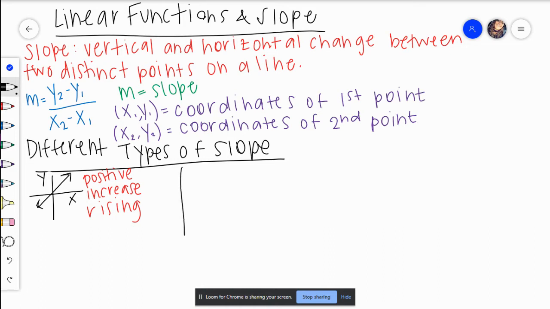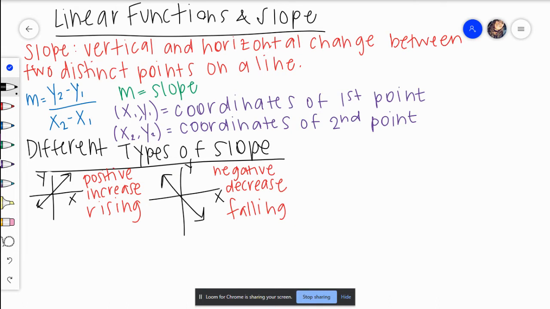If we have something that looks like this, reading it from left to right the same way you would a book, we would notice that this is actually decreasing. It's falling from left to right. And so this would be said to have a negative slope. And it is decreasing. And it is falling.